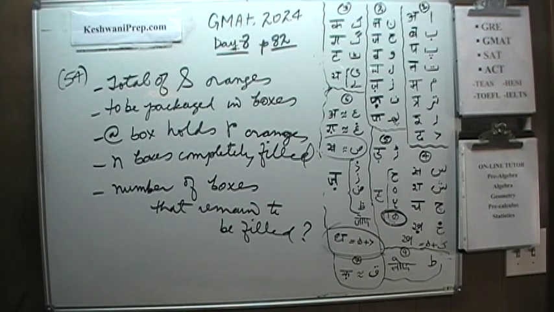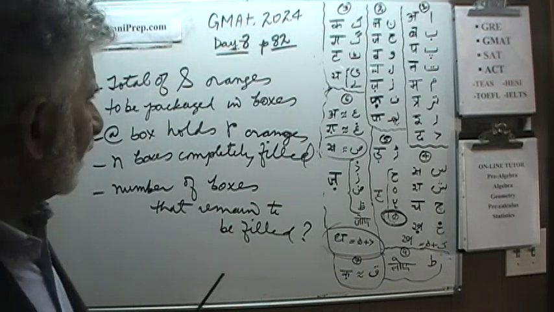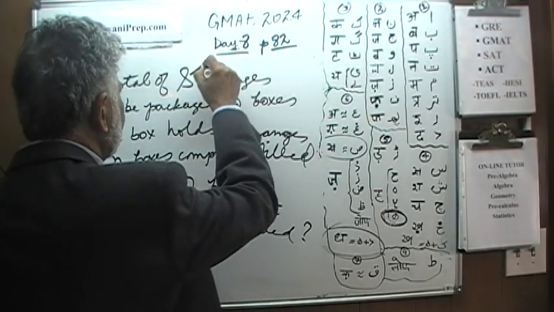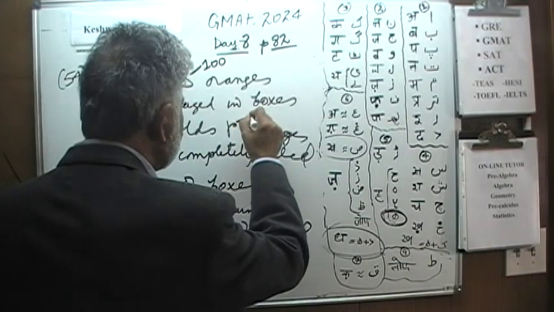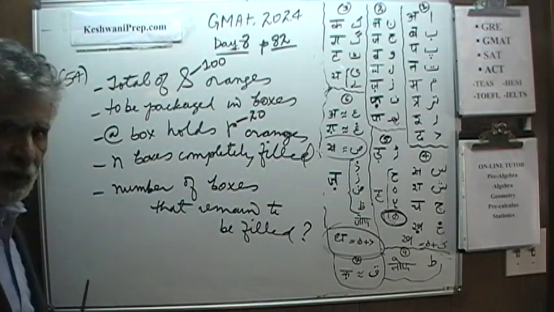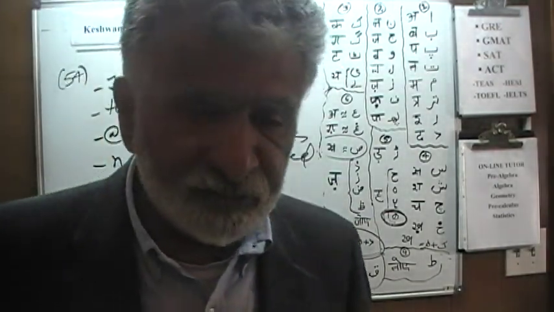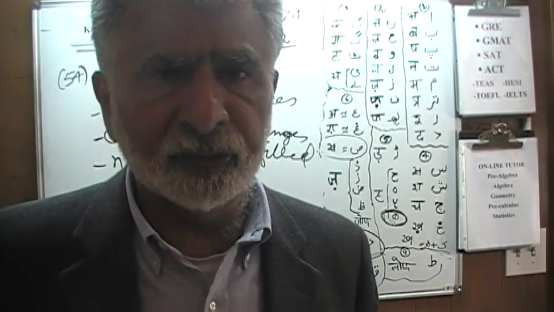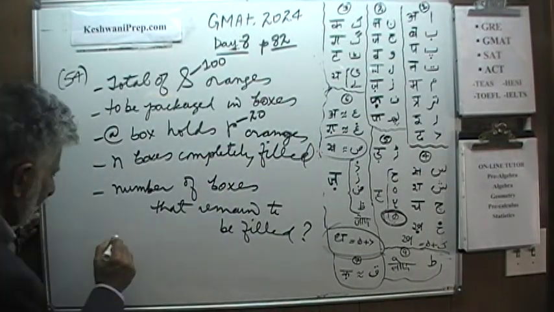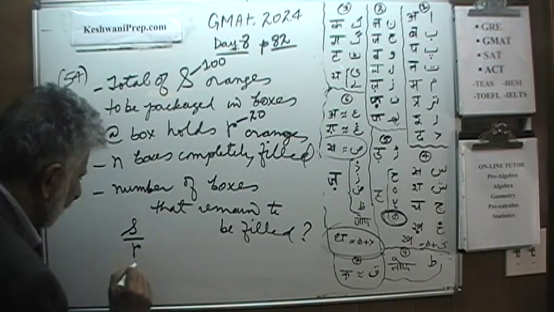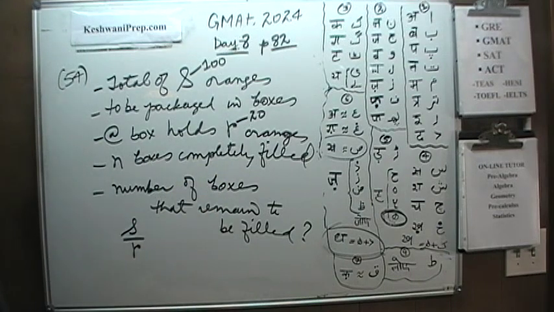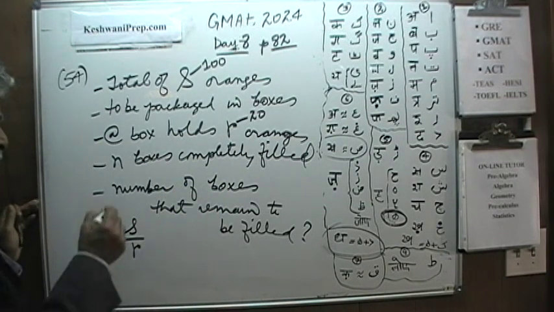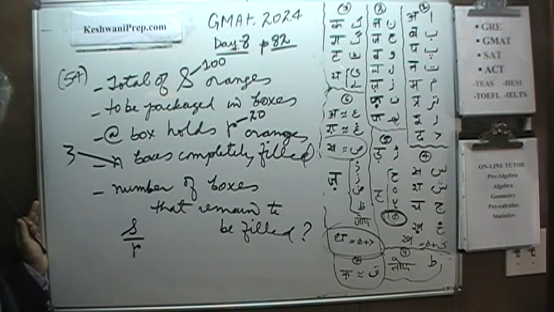Well, plug in numbers if it helps you. For example, if we had 100 oranges, and if I tell you that each box holds 20 oranges, that makes life easier. Now we know that we need 5 boxes, which means this quantity, S over R, represents the total number of boxes we need, because we have 100 oranges and we are putting 20 in each. And if I further told you that we have already filled up 3 boxes, then we have 2 more boxes to go.